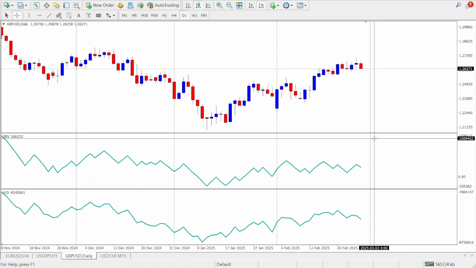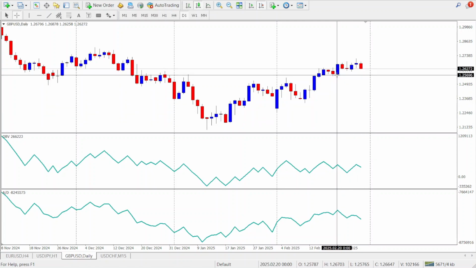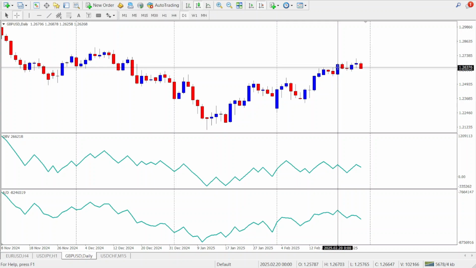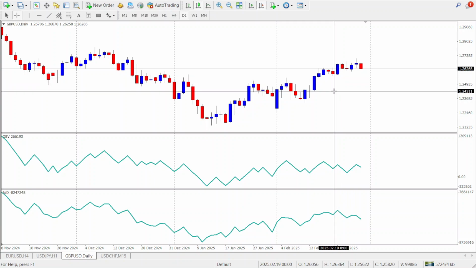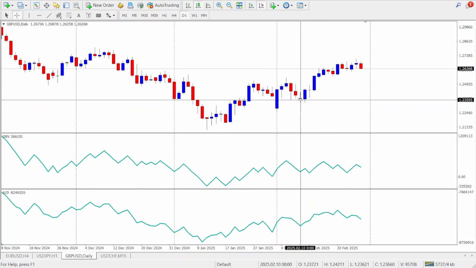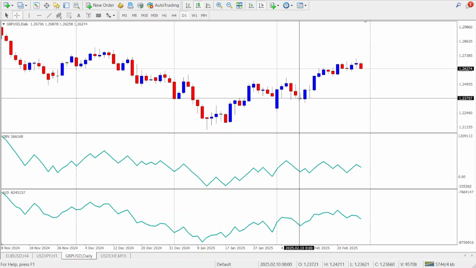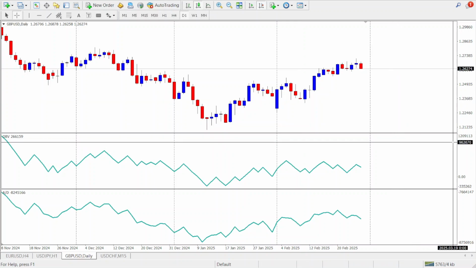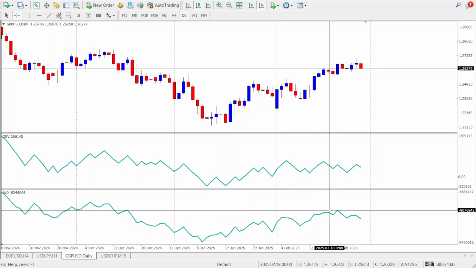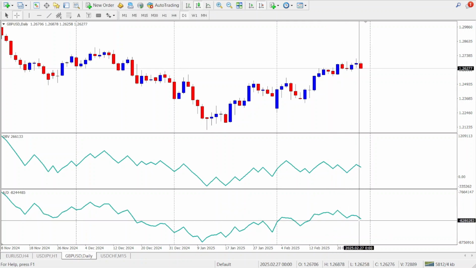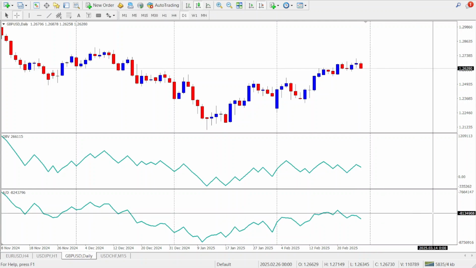So when price closes near the high of the day, like what we can see here, it suggests accumulation or buying pressure. But if price closes near the low, like what we can see happen here, it suggests distribution or selling pressure. Now, if the AD line is rising, it means strong buying pressure, confirming an uptrend. If the AD line is falling, it means selling pressure is increasing, signaling potential weakness in price action.